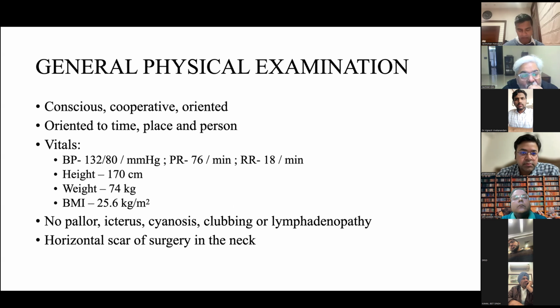Yeah, let's move on. On general examination, he was conscious, cooperative, and oriented to time, place, and person. He was hemodynamically stable. His height was 170 centimeters with a weight of 74 kilograms and a BMI of 25.6 kilograms per meter square. He did not have any pallor, icterus, cyanosis, clubbing, or lymphadenopathy. And a horizontal scar of surgery was present in the neck.